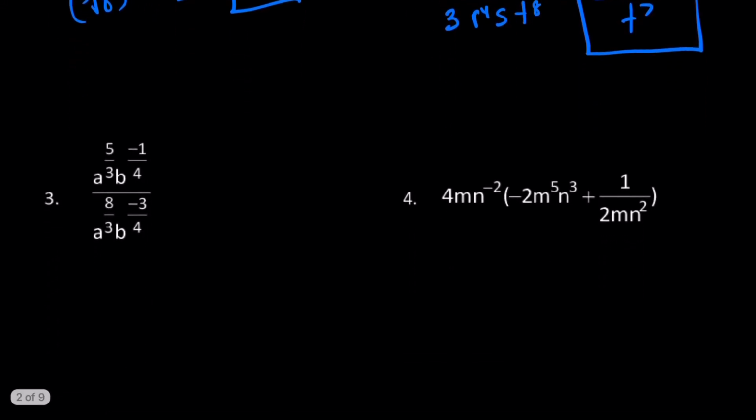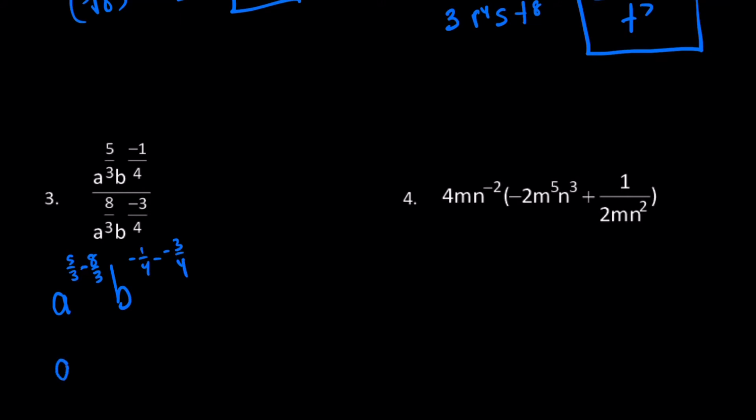Moving on, number 3 looks worse than it actually is. Remember, when we're dividing, we subtract exponents. And if you notice, my denominators are the same, so it's really not that bad. I like to write stuff out. So this is going to be a to the 5/3 minus 8/3 exponent. And then I have b to the negative 1/4 minus negative 3/4. So if you can visualize that, that's awesome.